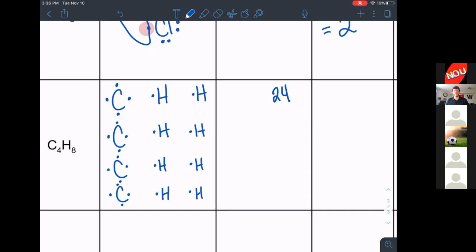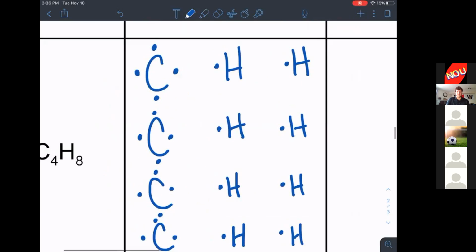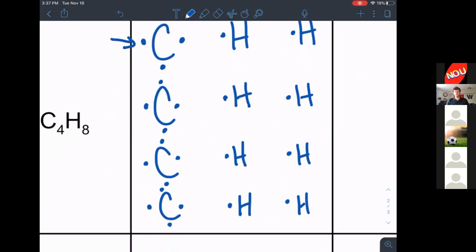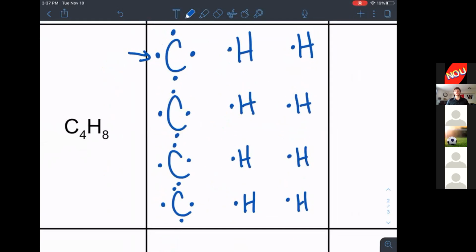Do you guys remember how to do that one? All right, so how many are required for this carbon? 8. All right, I got an answer. So there are 8 required for this carbon, and there are how many carbons? 4. So that means there's a total of how many required for just our carbons? 32 for the carbons.